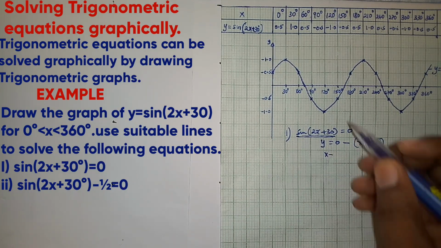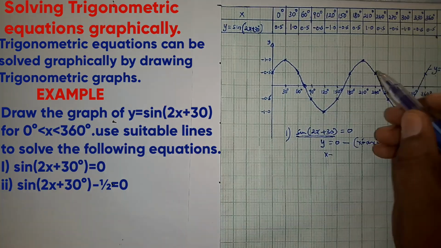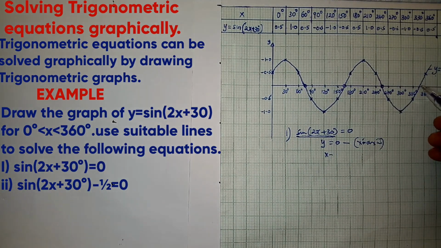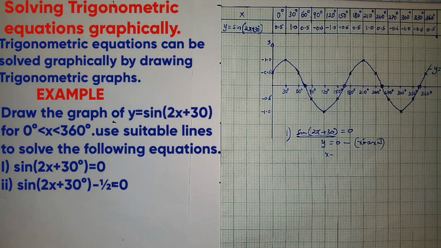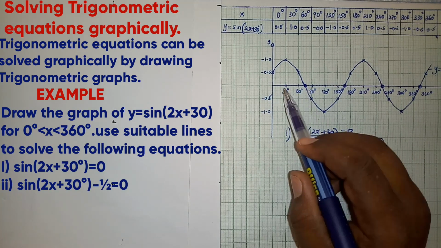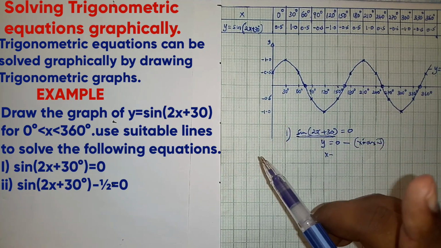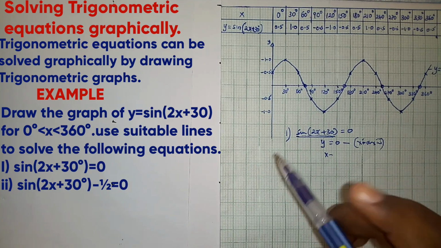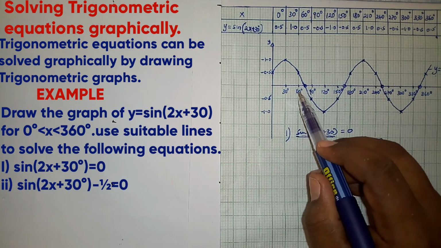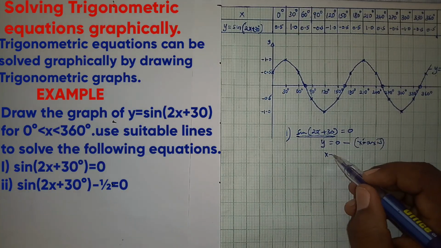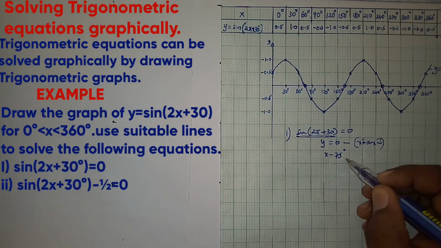So therefore x will be this point. We also have this point here. We have this other point, and those. So those are the four solutions for the first equation. For the x-axis, one small box will be equivalent to 6 degrees. So we have 60, 66, 72, 75. So the first value will be 75 degrees.